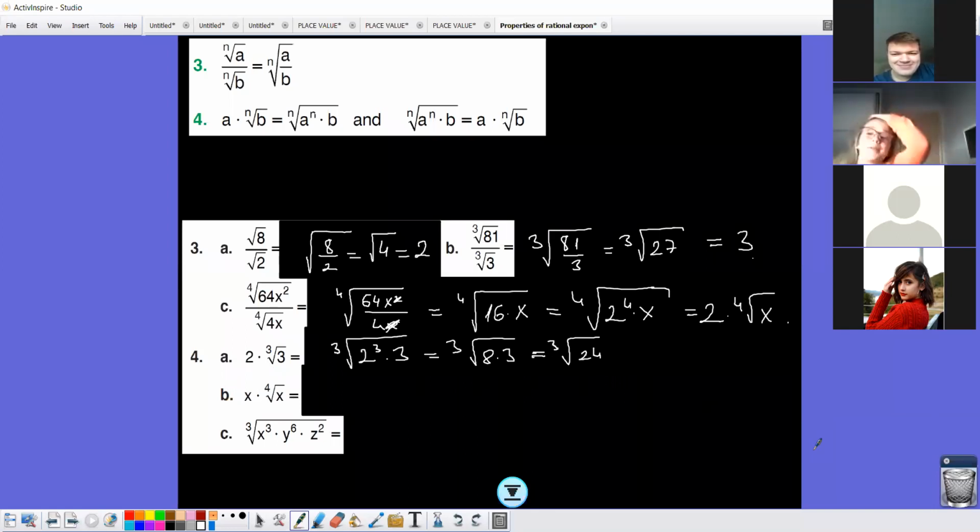In B, what will we do? Kibariye, what will we do in B? How will I take X inside? Kibariye, are you here? Now, how can we take X inside of the radical sign?